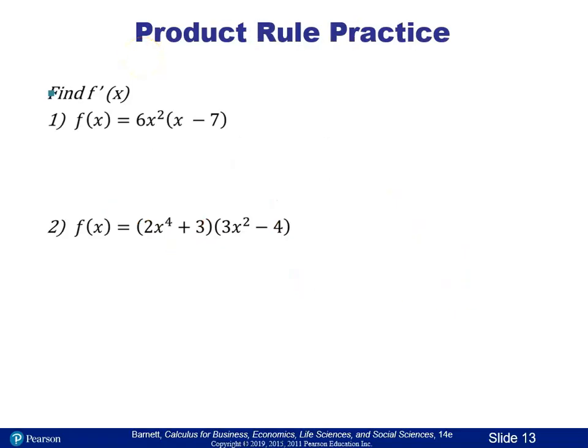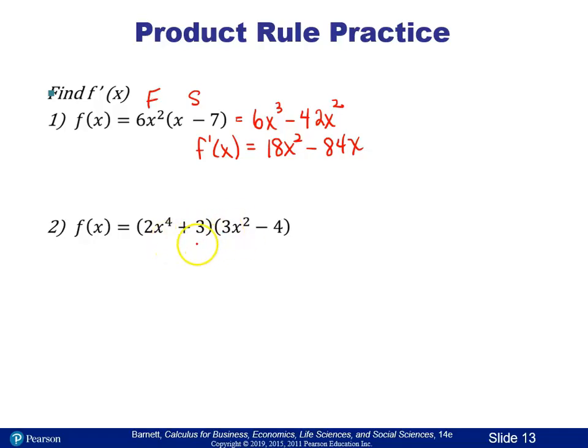Okay, here's some to practice. This one actually probably would be easier to go ahead and multiply it out. So if I multiply this out, it'll be 6x to the third minus 42x squared. So then the derivative is going to be 18x squared minus 84x. And you could definitely have done first and second. So you do first times the derivative of the second plus the second times the derivative of the first.